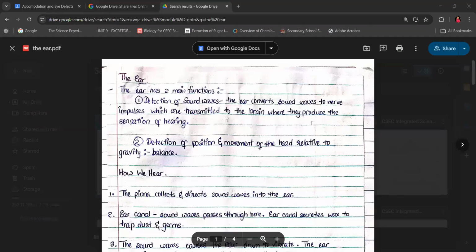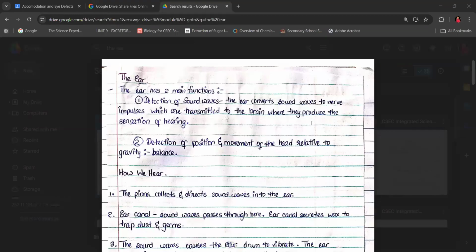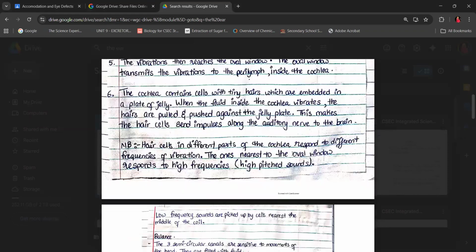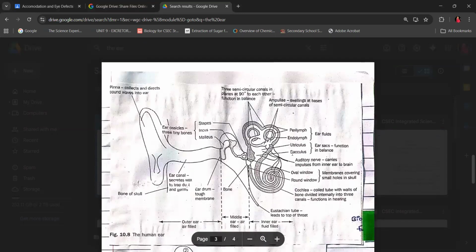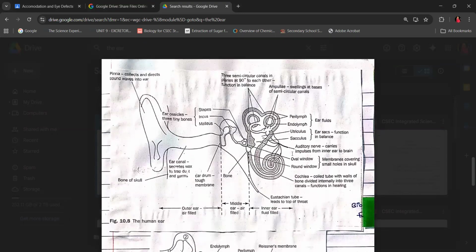Now, your ears have two unique functions, firstly and foremost for you to be able to hear. So it can detect sound waves and send them as nerve impulses to the brain for your brain to generate a sensation of hearing. But it's also responsible for your balance. It detects the position and movement of your head with regards to gravity to give you that balance so that you don't topple over. So the first thing we're going to look at is how we hear, and after that, how we are able to maintain our balance.